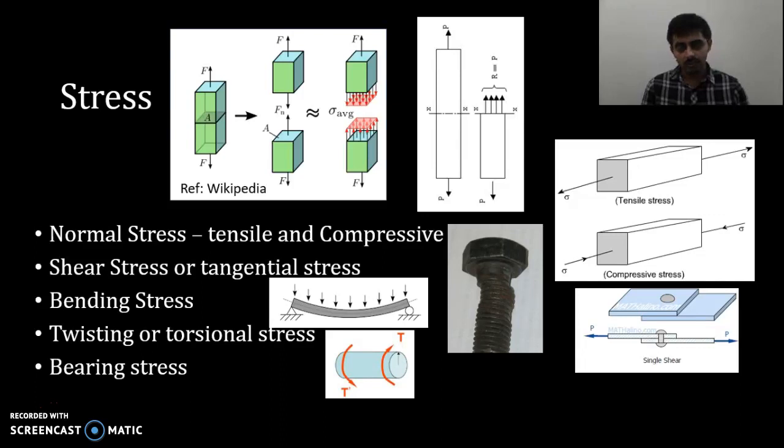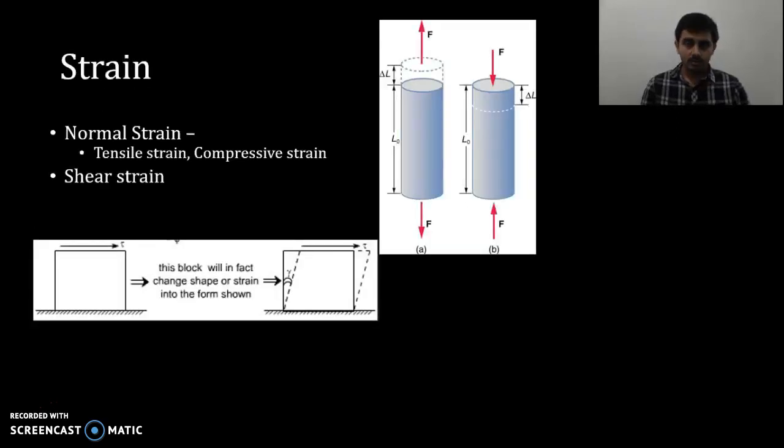There is another classification, bearing stress. Let us learn about it at a later stage. Then let us learn about strain. The general definition of strain is change in dimension. It is the ratio of change in dimension to the original dimension. When the force applied is a tensile force, then the strain developed is tensile strain. When the force applied is compressive, then the strain developed is compressive strain.